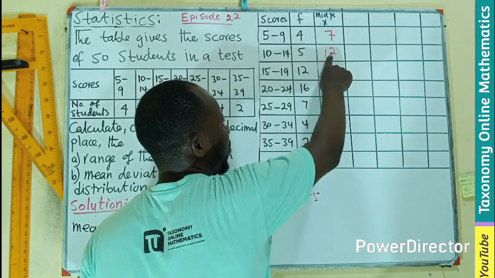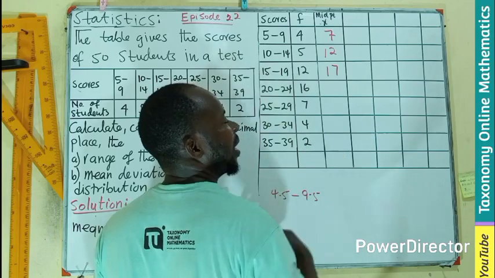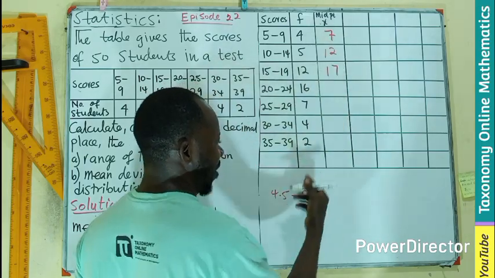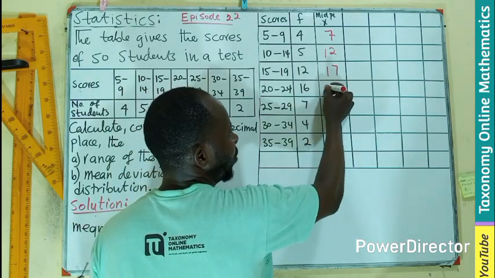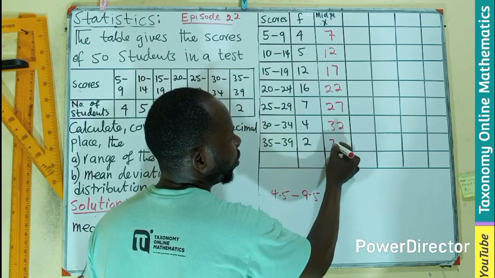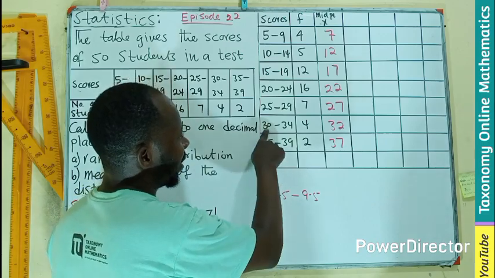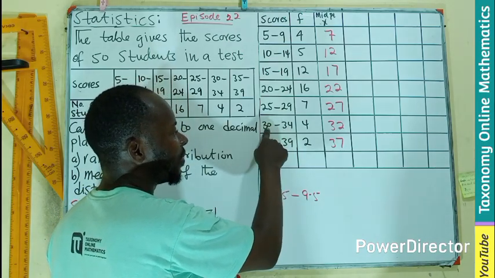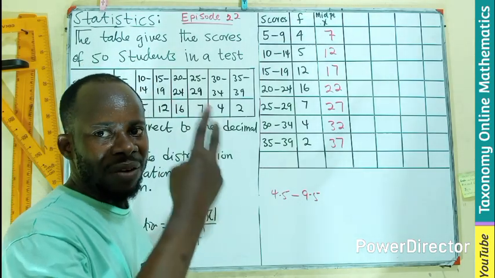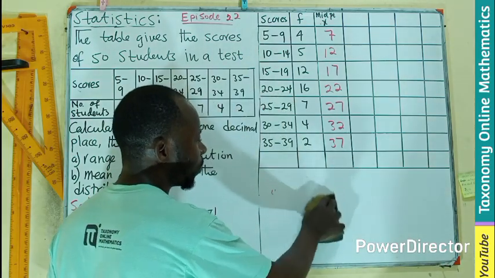You can see 5 plus 7 is 12, 12 plus 5 is 17. So we are adding 5, 5, 5 as the class size. 17 plus 5 will be 22, 27, 32, 37. I guess the concept is clear. If you add this one, this plus this is 64, and 64 divided by 2 is 32. So if you know the class size, knowing the first two, you can add the class size to it and you are good to go.